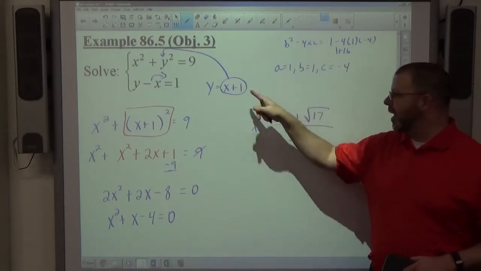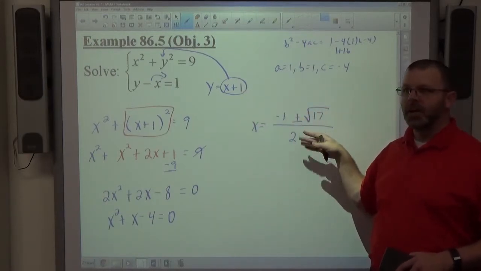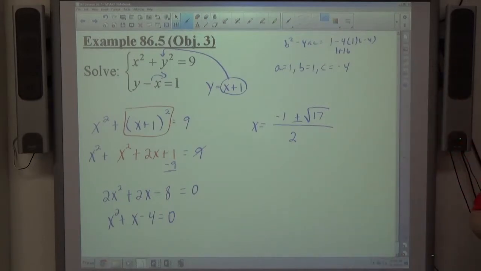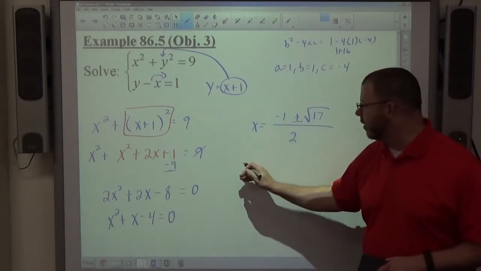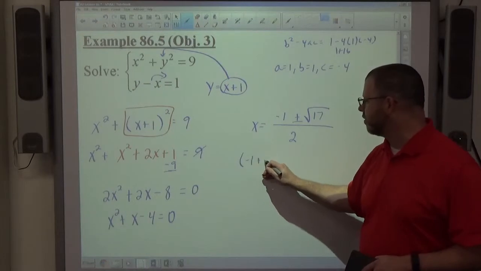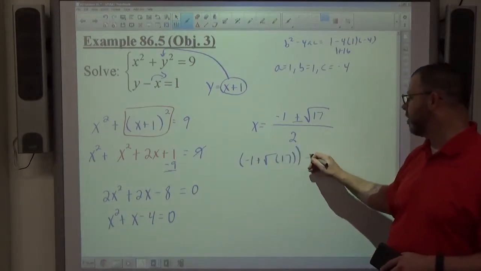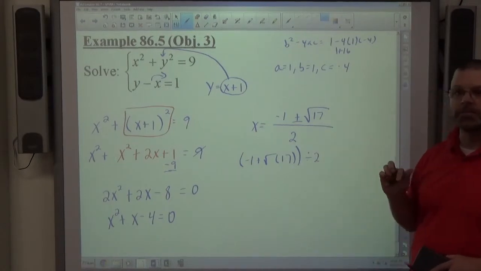In order to get y, I have to add 1 to this. All right? Give me a decimal approximation. That's what I want on these problems. The back of the book has the radical expressions. I don't want the back of the book answer. I want decimal approximations. So the way you type this in your calculator is parentheses, negative 1 plus the square root of 17, closing parentheses for the square root, closing parentheses for the top, divided by 2.